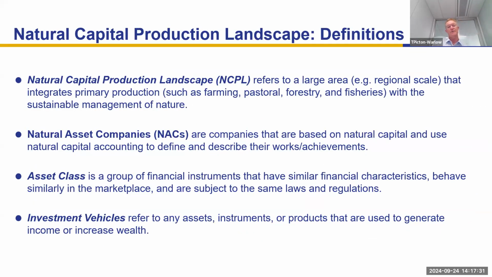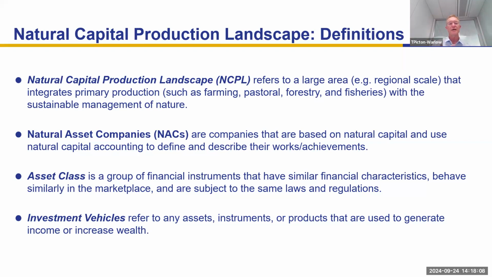Natural capital production landscape refers to a large area, a regional scale, a catchment scale that integrates primary production such as farming with the sustainable management of nature. So when we talk about this project with the investors and with the growers and the stakeholders, we're talking about a large scale. It's a production landscape, so it includes production, it includes farming within it. So it's a comprehensive view of a whole area at a regional scale. So that's very important. That's the fundamental grounding in this project.